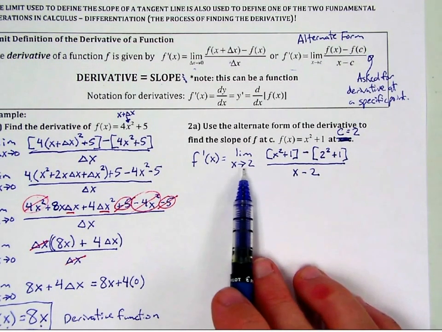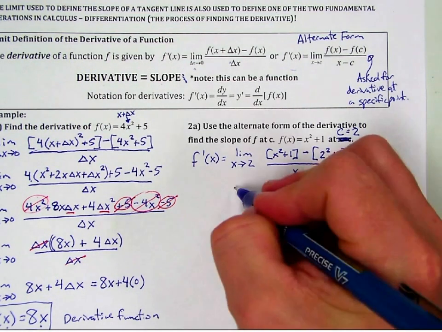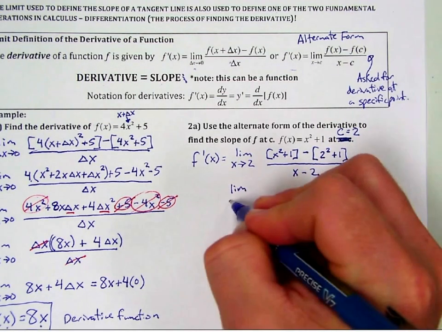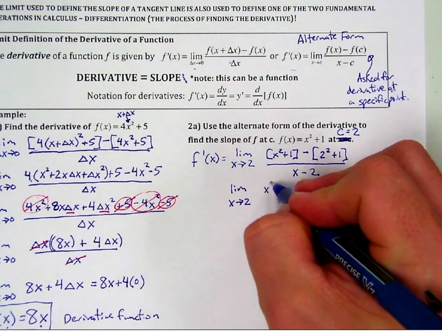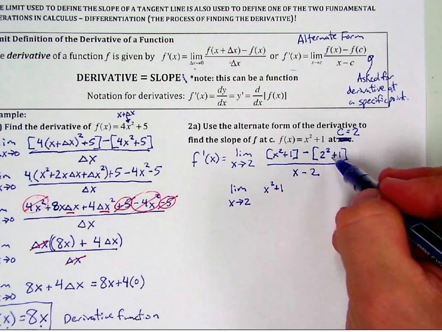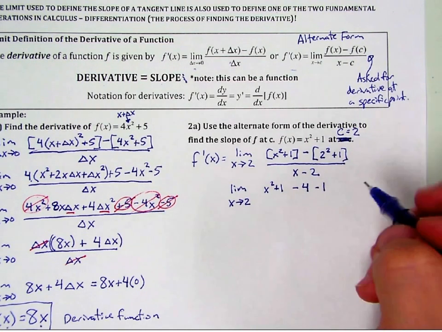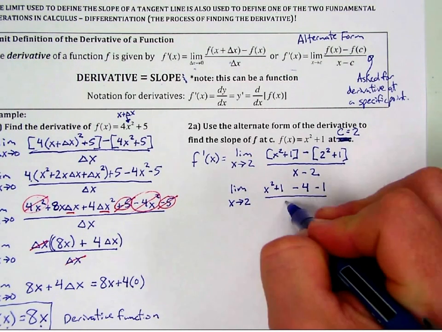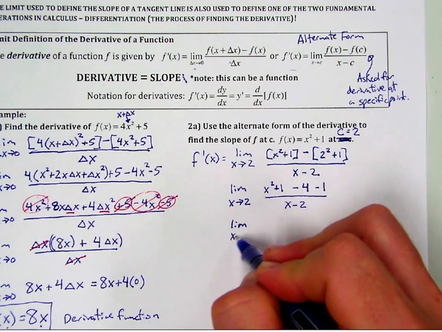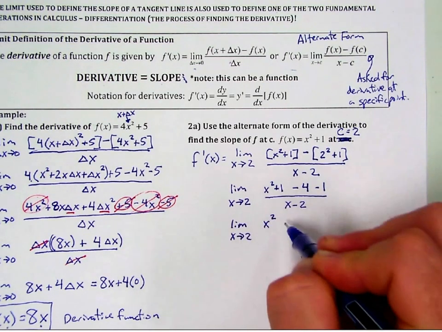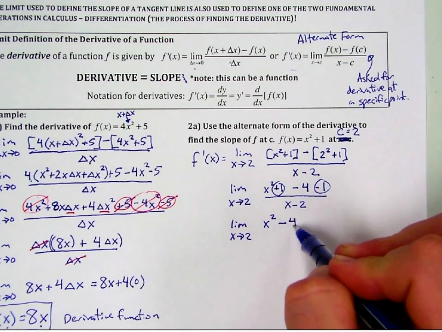So notice direct substitution still fails. So we're going to have to continue to work with this until we can cancel out the x minus 2. So nothing we can do with f of x. We just leave it x squared plus 1. This becomes minus 4 minus 1. That becomes minus 5. So you have x squared, or actually you can just look here, plus 1 minus 1, and just get minus 4.